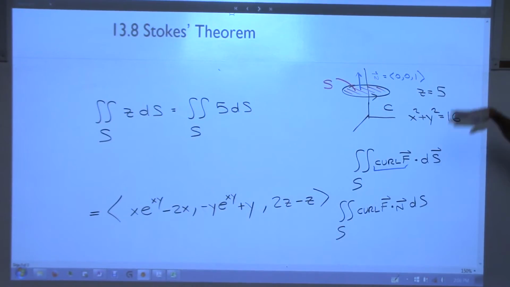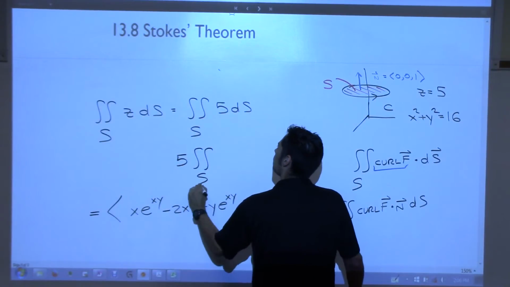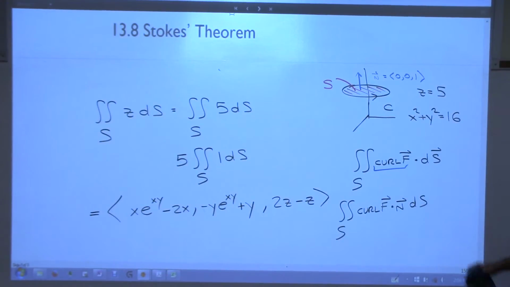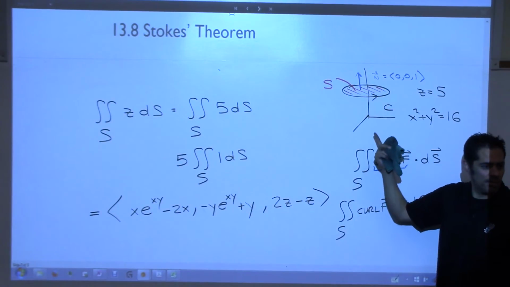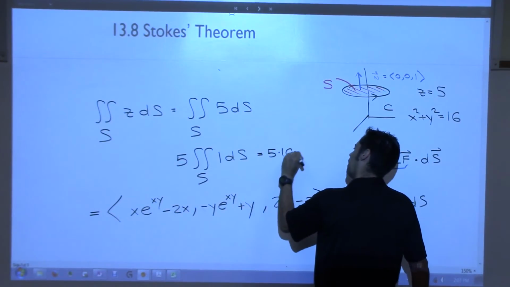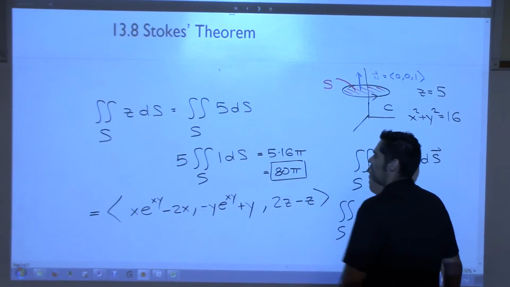And Z was 5 because we were up there, right? And take the 5 out, and this is 1 dS, and that's just the surface area of S. And be careful on that, that is pi r squared. What's the radius of that? 4, right? So the radius of this circle being 4, pi r squared, 16 pi is its area. So we have 5 times 16 pi, which is 80 pi, by no coincidence.